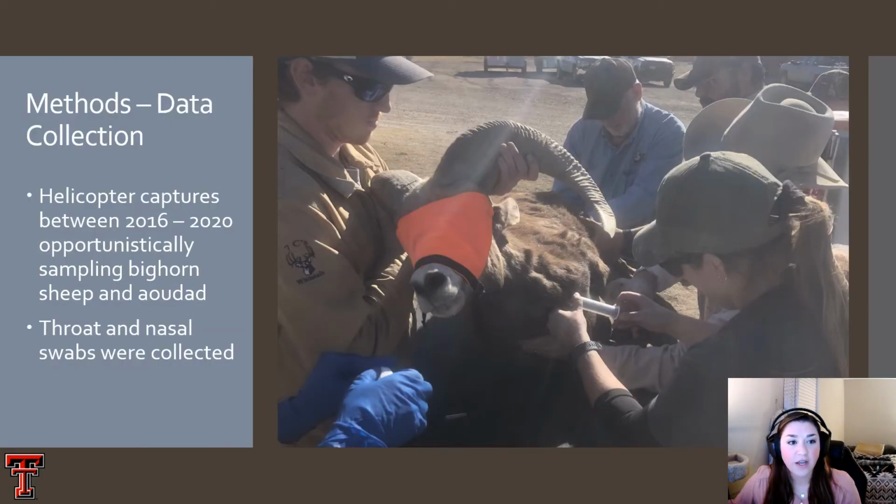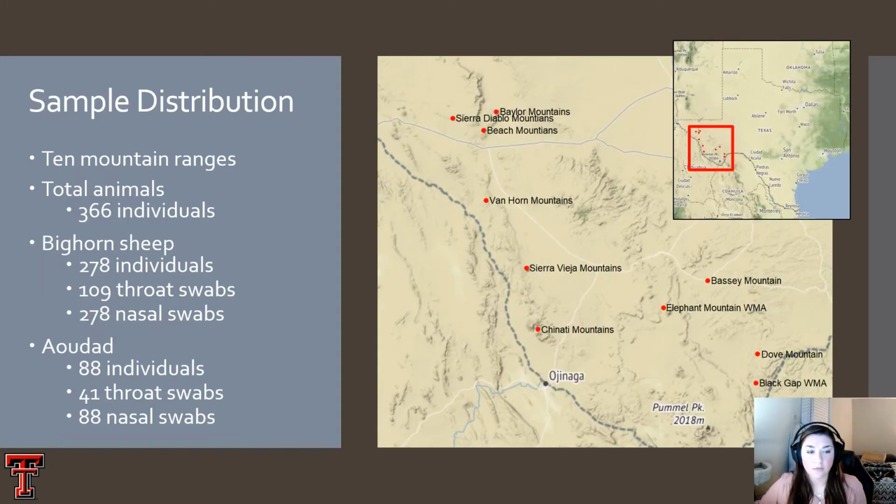So for my data collection, we opportunistically sampled bighorn sheep and aoudad using helicopter captures between 2016 and 2020. And on these captures, we collected throat and nasal swabs. So my sampling distribution includes 10 different mountain ranges. This is the Baylor Mountains, Sierra Diablo, Beach, Van Horn, Sierra Vieja, Bassi, Chinati, and Dove, and then Elephant Mountain WMA and Black Gap WMA.